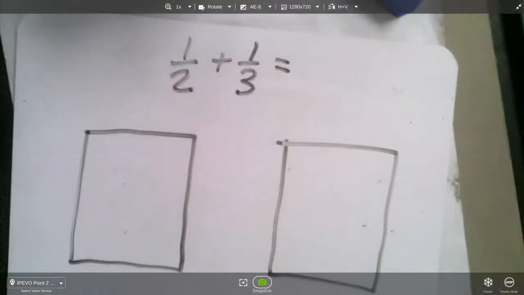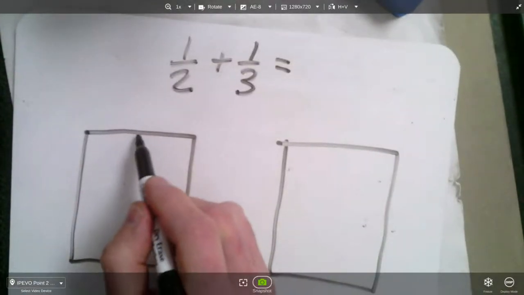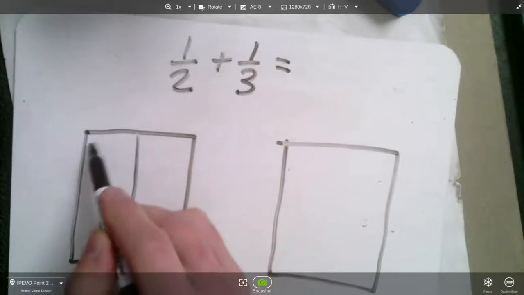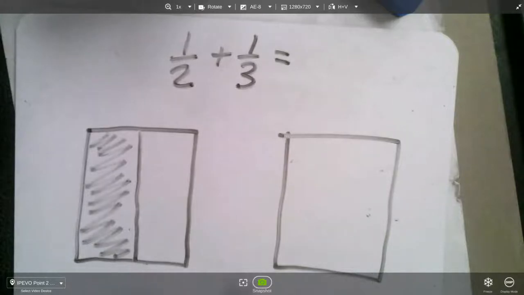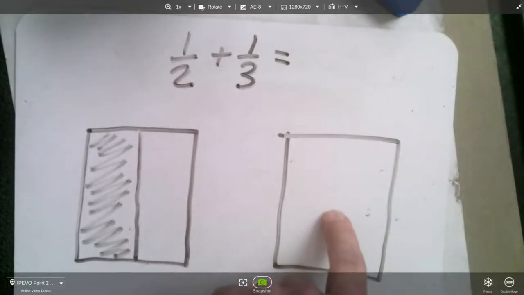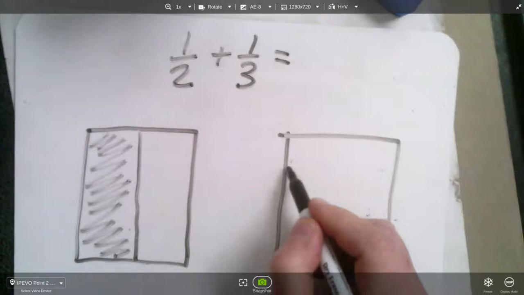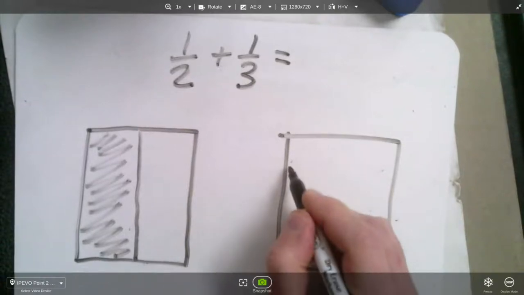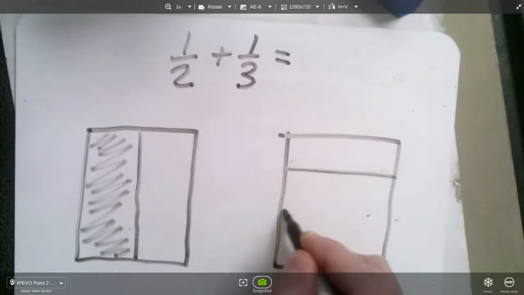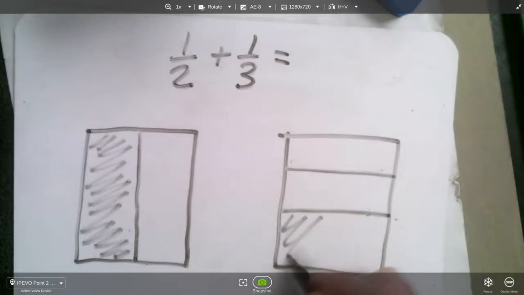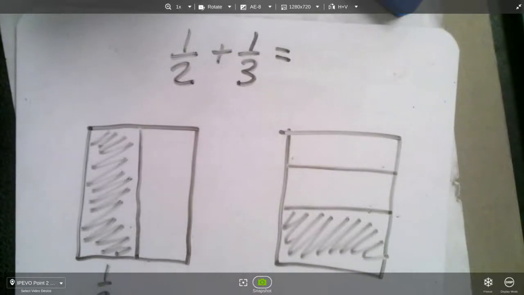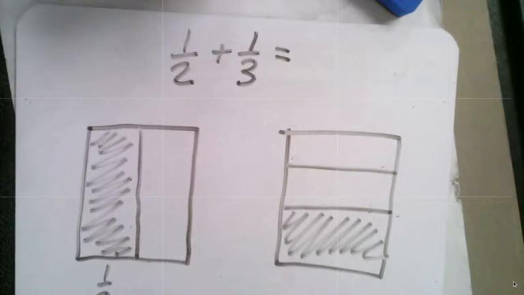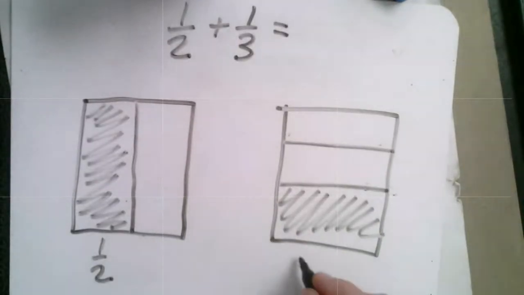Okay. We're going to start by showing 1/2. We're going to draw a vertical line here, shade half of it. Now, instead of drawing vertical lines to show a third, we're going to draw horizontal lines. So if I wanted to divide this into thirds, I'm going to draw 2 horizontal lines, and I'm going to shade one section. This is 1/2. Okay, this is 1/2. And this is 1/3.